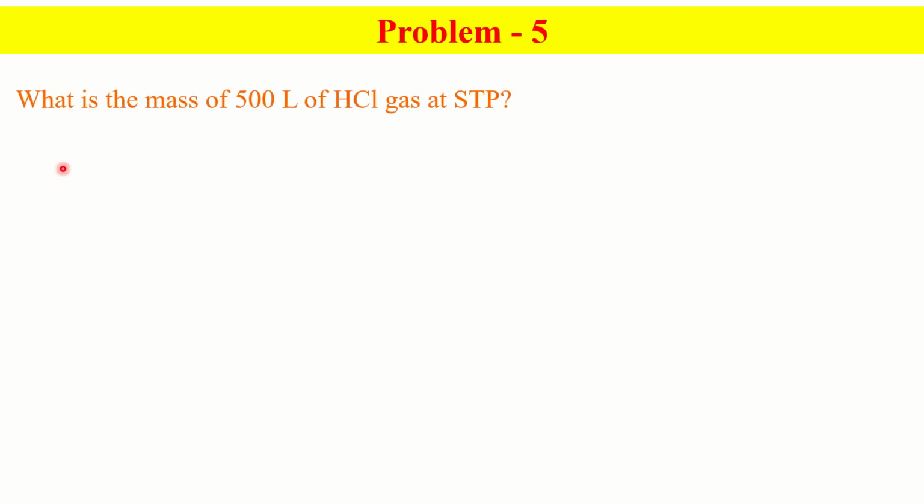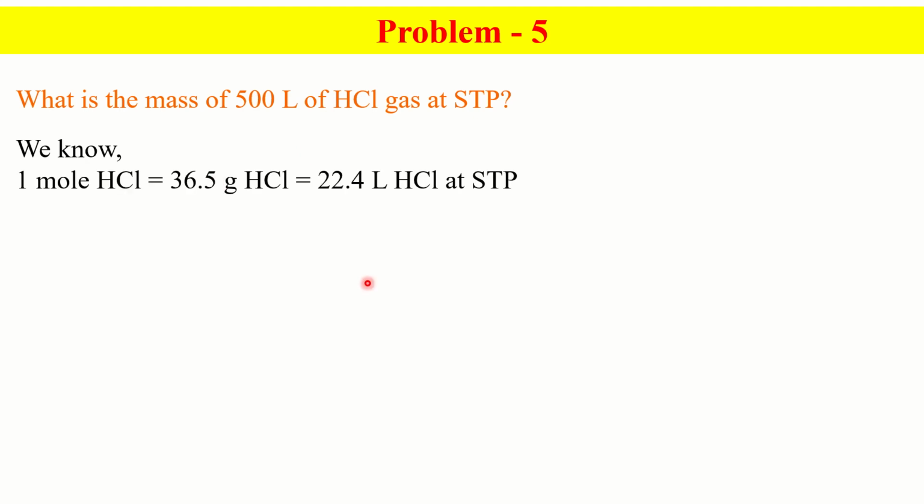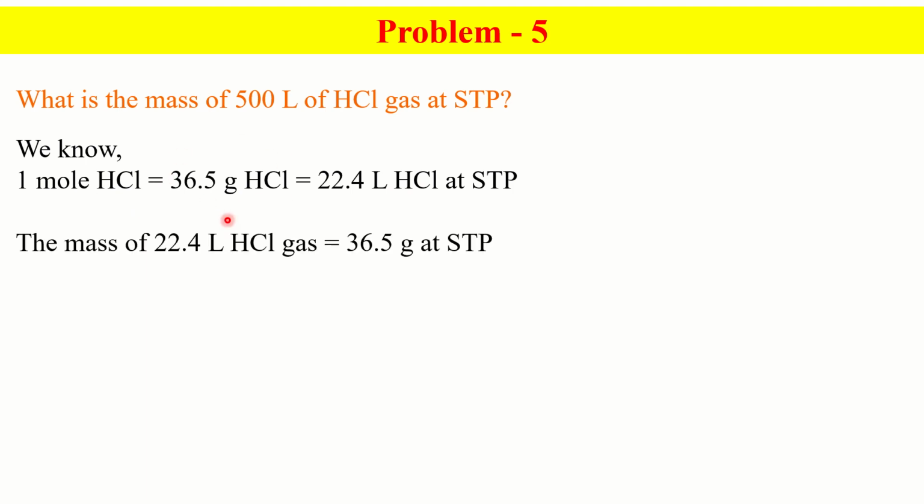Here you have to find out the mass of 500 liter of HCl gas at STP. Here you have to relate the mass and volume with mole. 1 mole HCl equal 36.5 gram HCl equal 22.4 liter HCl at STP. So the mass of 22.4 liter HCl is 36.5 gram, and because you have to find out the mass of HCl, you will keep it on the right side.